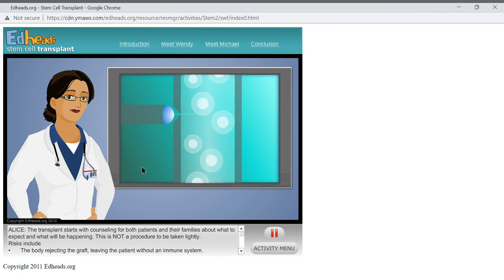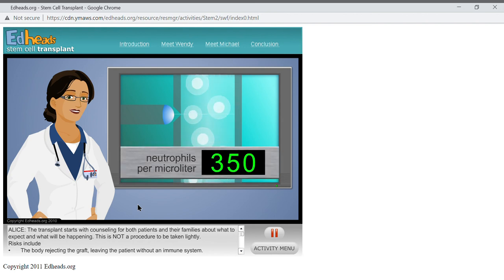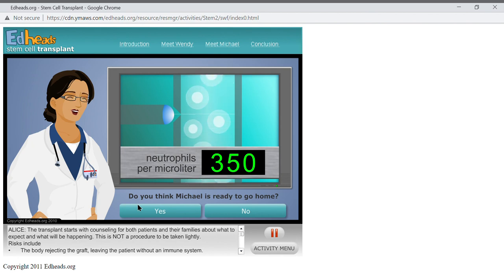The diluted white cells are passed through a flow cell, which releases cells one at a time through a capillary tube past a laser beam. The scattering of light from each cell is analyzed by sophisticated software, giving a count of the likely distribution of different types of cells. Remember that our patient should have at least 500 neutrophils per microliter of blood in order to go home. Do you think Michael is ready to go home?